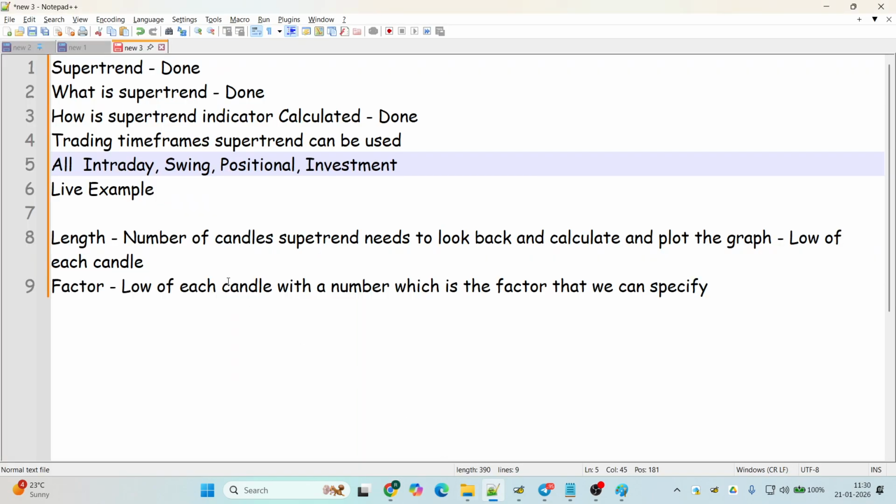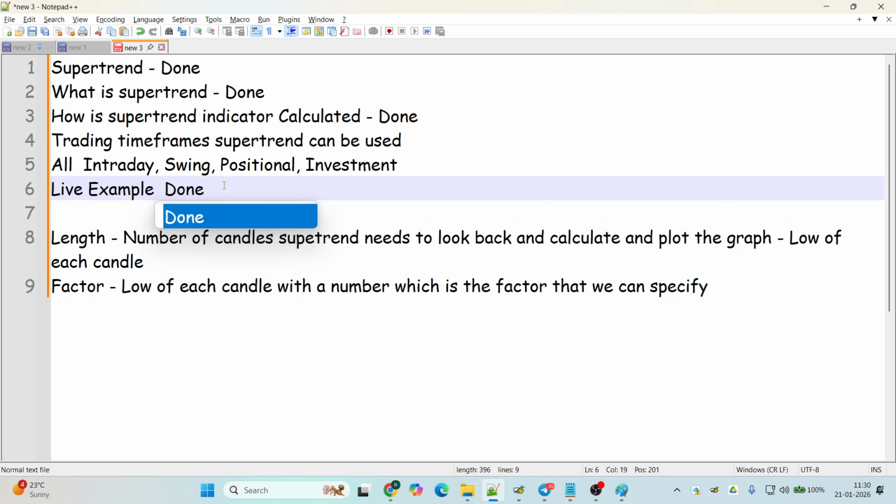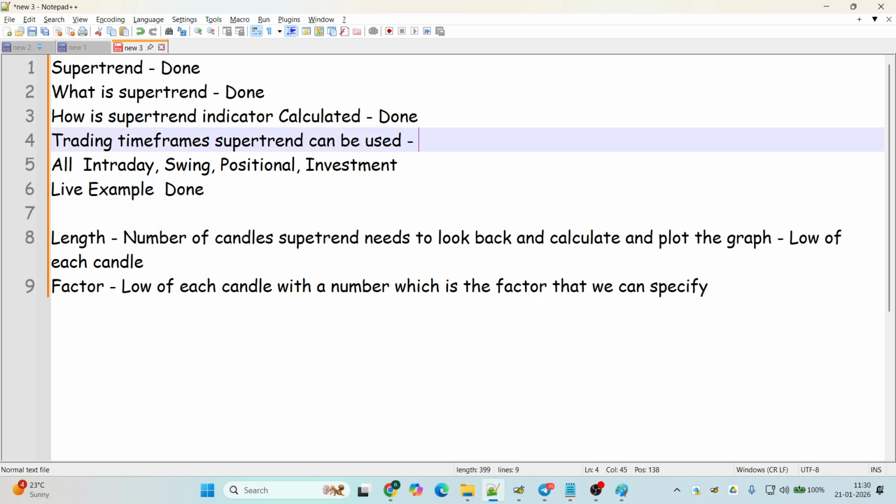So guys, we are done with the live example as well. With this we are concluding the super trend indicator video.